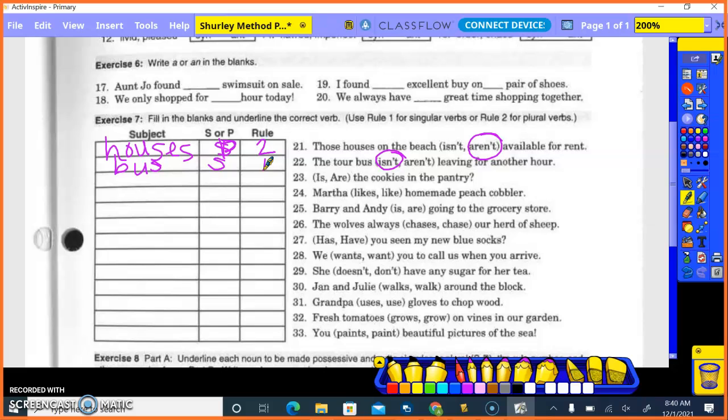Blank the cookies in the pantry. Are the cookies in the pantry? Subject? Cookies. Singular or plural? Rule number.